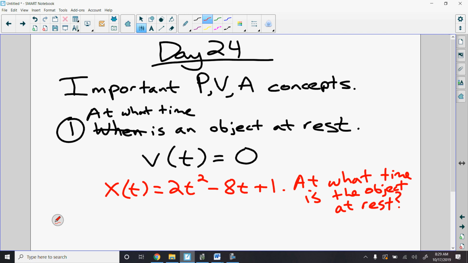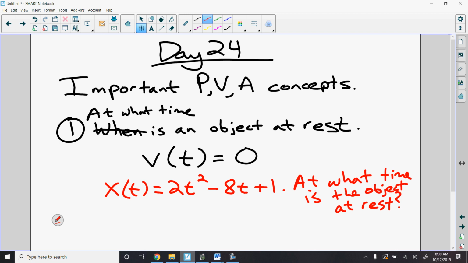The first thing we need to know is if they're asking about what time the object is at rest, that's going to be when our velocity is 0. The problem is I didn't give you a velocity equation, I gave you a position equation. So the first thing we need to do is get a velocity equation for this object. How do I go from a position time equation to a velocity time equation? Well, that's simple. That's from yesterday's video. I just do the derivative.